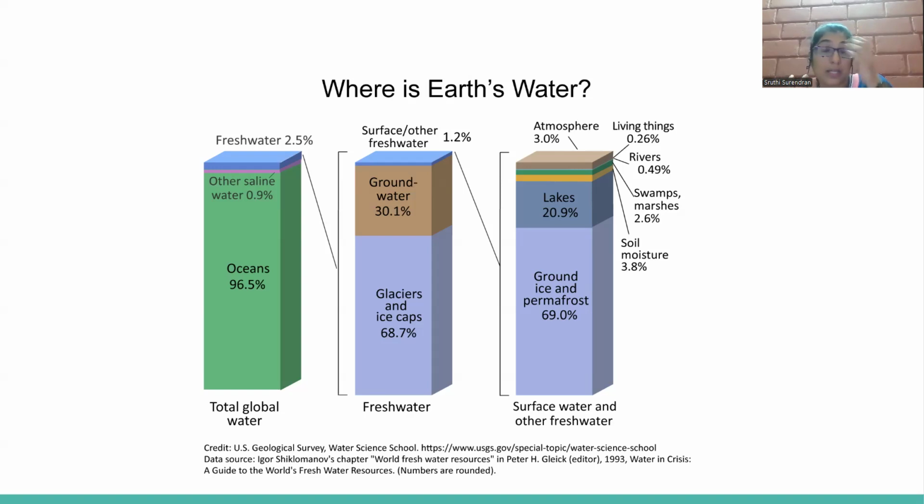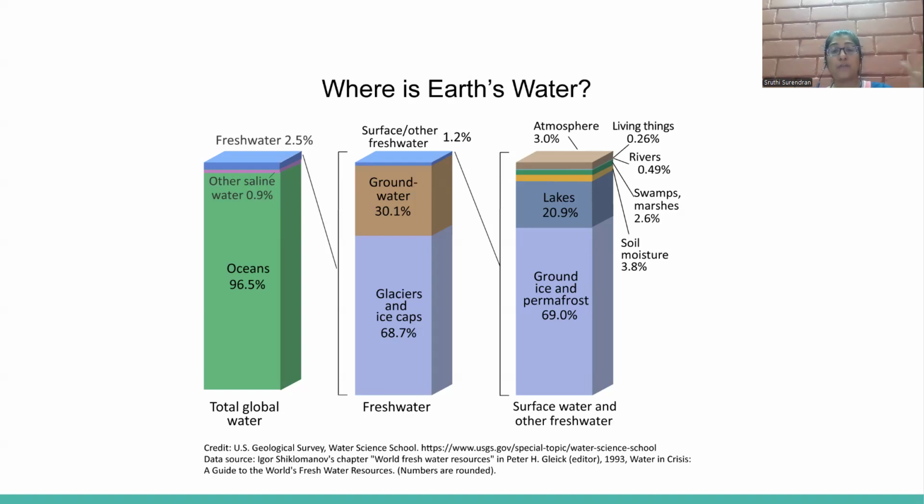In contrast to our belief that we have a lot of surface water, glaciers and ice caps contribute around 68.7 percent of the freshwater resources that we have. Then after that comes groundwater at 30.1 percent, and the remaining surface waters like lakes, rivers, ponds, soil and atmosphere, all of those surface waters from where we usually get water, come under only 1.2 percent of the entire freshwater resources that we have.